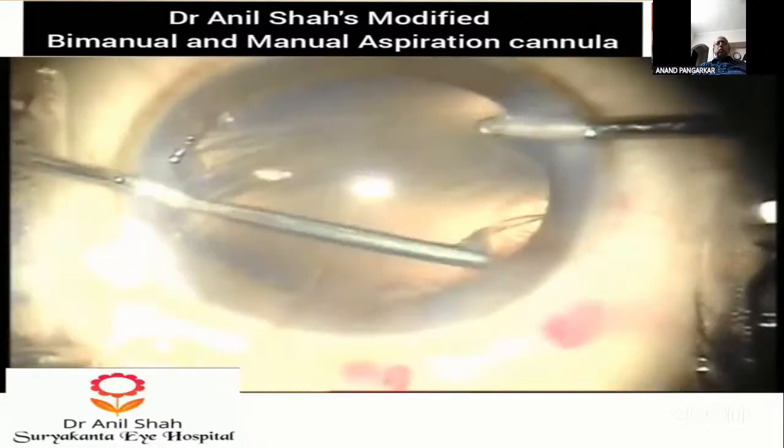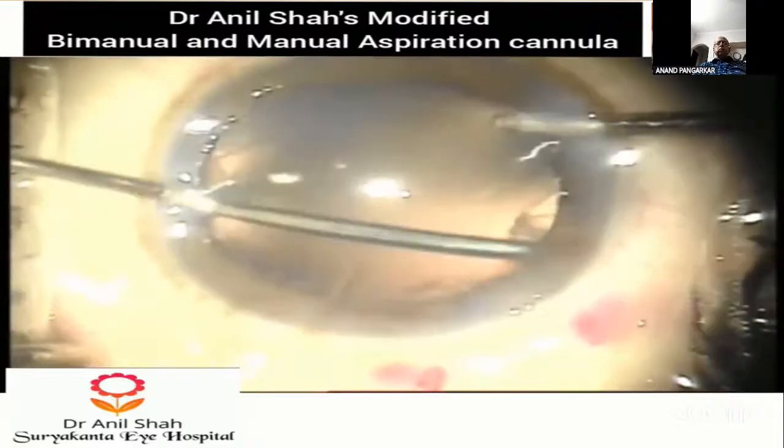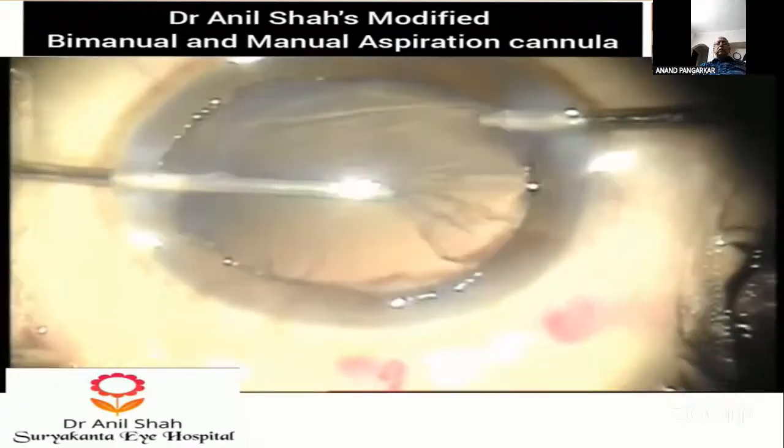Now here a sticky cortical matter is adherent to anterior and posterior capsule, and this type of cortex are very difficult to remove. But with this horizontal facing cannula, you can easily take out without any pull on the anterior capsule.